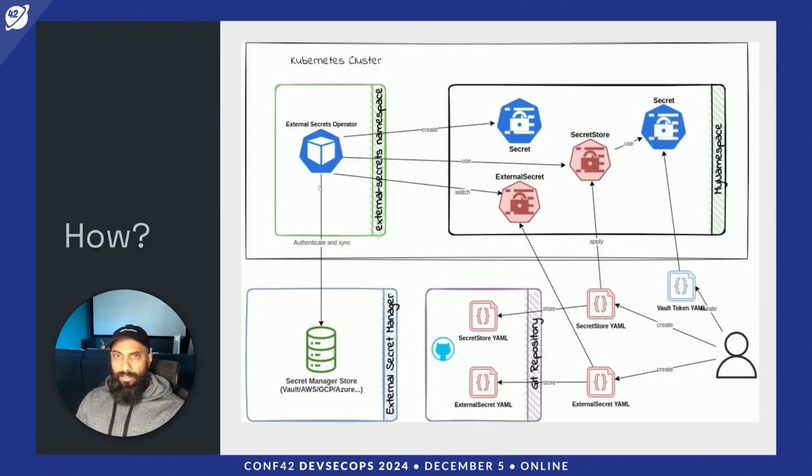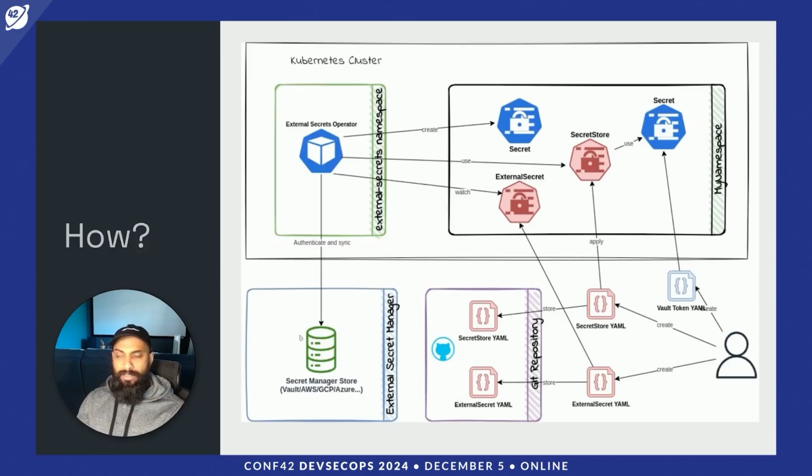You deploy the external secrets operator on the cluster, and you will generally create a secret store to define external secret managers' connection details, like how you can connect to them and what mechanism you will use to connect to the external secret store. You can now create your secrets in the external service, for example Vault.